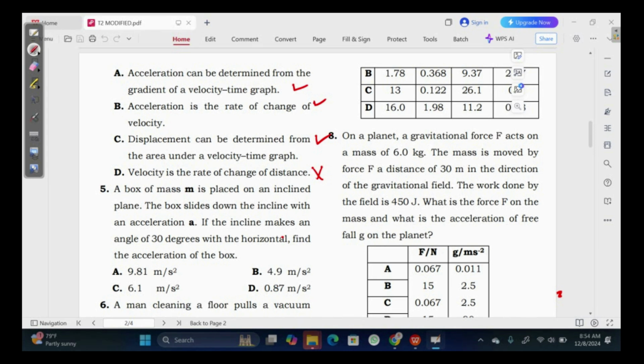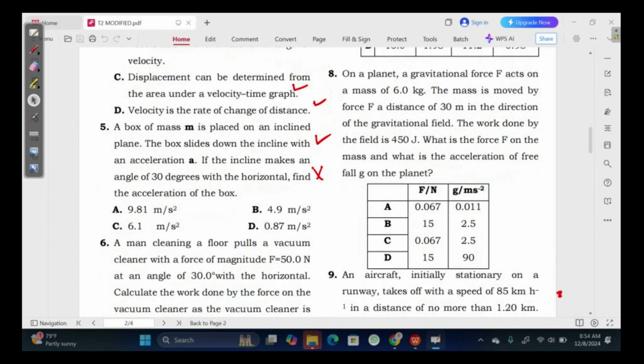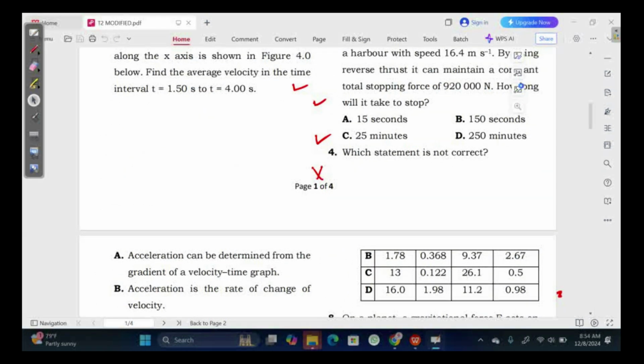We can jump to question 5. The box of mass M is pressed on an incline plane. The box slides down the incline with an acceleration a. If the incline makes an angle of 30 degrees with the horizontal, find the acceleration of the box. I was solving this question without even writing the data, but let me show you something here. I'll do it from this part here.